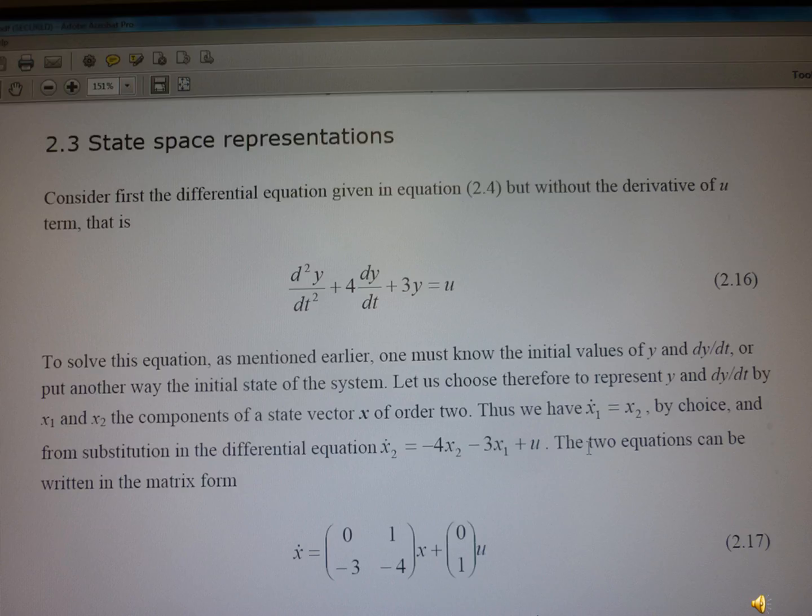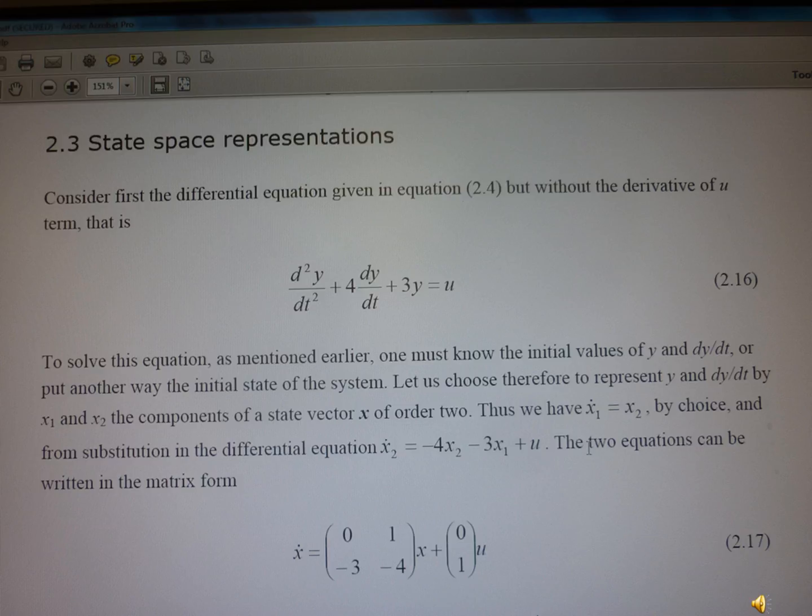The controller function equation can also be written as a differential equation: d2y/dt2 plus 4 dy/dt plus 3y equals u. So this is the controller equation. That equation has to be resolved, and in this case we have to utilize the matrix method. So x dot equals the matrix [0, 1; -3, -4] x plus [0; 1] u. This is the matrix equation. By solving the matrix equation, we can get the parameters for the control function.